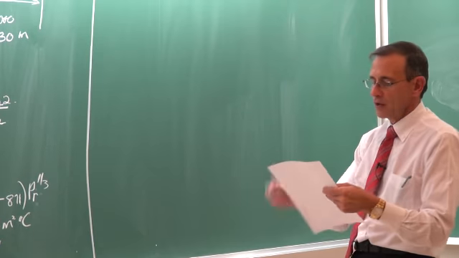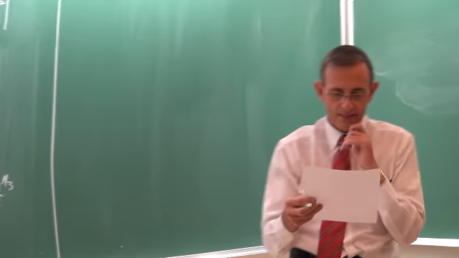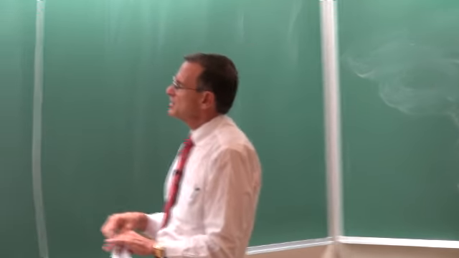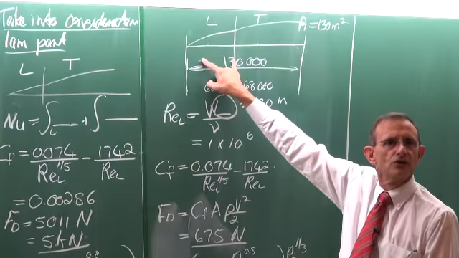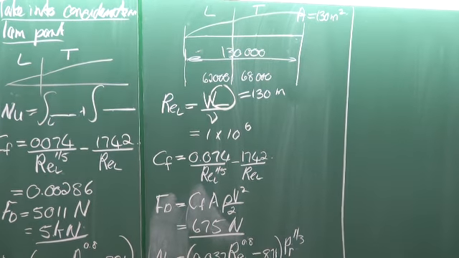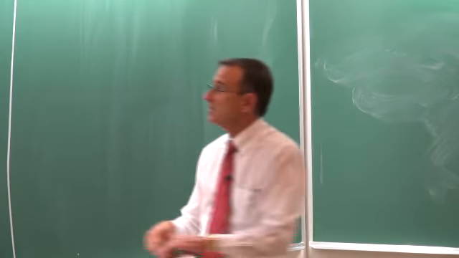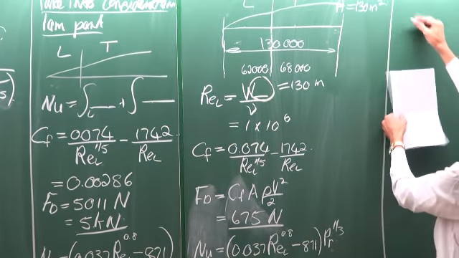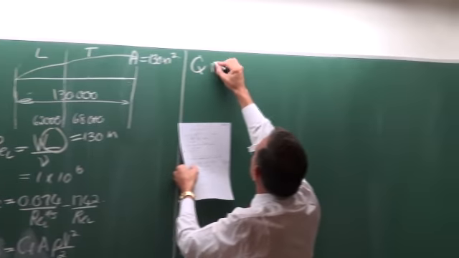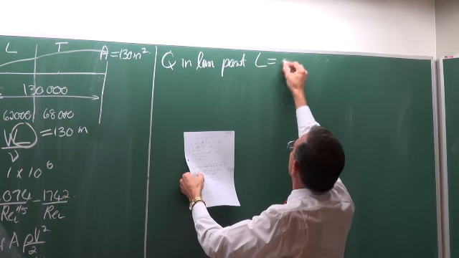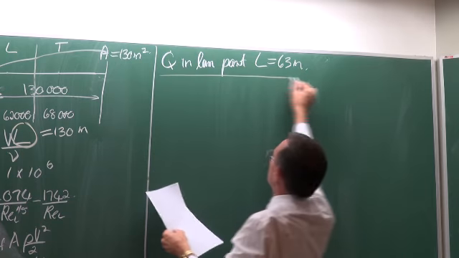Now, that's not the end. The question, if you look at this critically, is how much heat transfer would be in the laminar part and how much would be in the turbulent part, just to give us an idea of the heat transfer rates. So let's first calculate the heat transfer rate in the laminar part, over the first 63 meters.